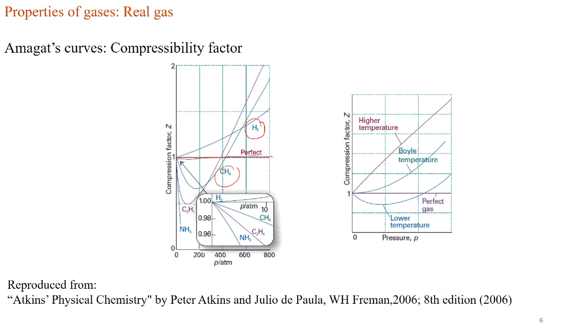The right hand figure shows how the compressibility factor varies as a function of pressure for a particular gas. In this case, this is carbon dioxide, and as you see, at high temperature, the slope is positive. At low temperature, there is an initial negative slope followed by a positive slope, and right at the Boyle temperature, the curve merges with the perfect gas or ideal gas curve, but only in the region of very low pressure.